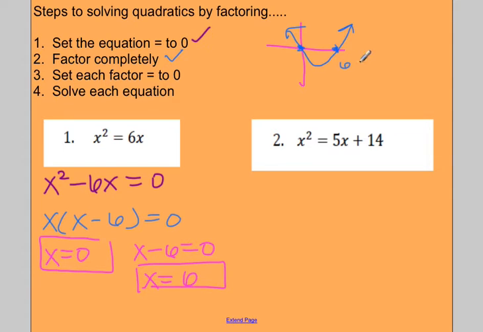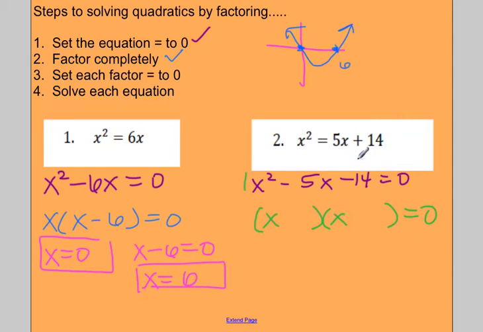Moving on to example 2. Step 1, set the equation equal to 0. I want to keep my x squared positive, so I'm going to move everything over to it. So I would have to subtract 5x, and I would have to subtract 14 to equal 0. Now I would factor. First I would look for a GCF. There isn't one. I notice my coefficient is 1, so I'm going to have just x's in the front.